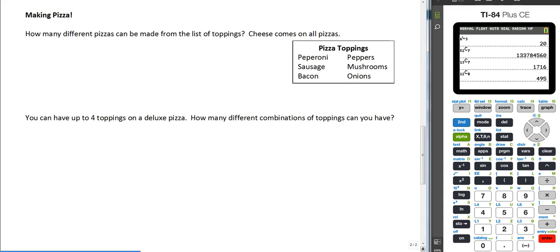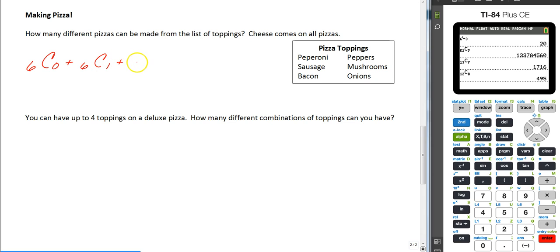And we have a list of 6 toppings because cheese is going to come on all of our pizzas. Okay? So we're going to use addition here because we first have to decide how many toppings we want. So what if you just wanted a cheese pizza? So you would have 6 options and you're going to choose 0 because you just want cheese. Plus, what if you wanted only 1 topping?